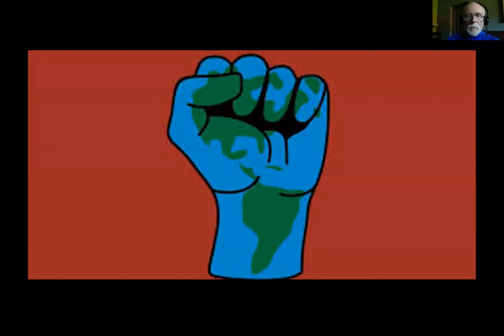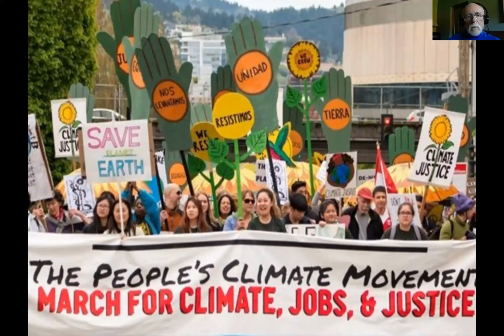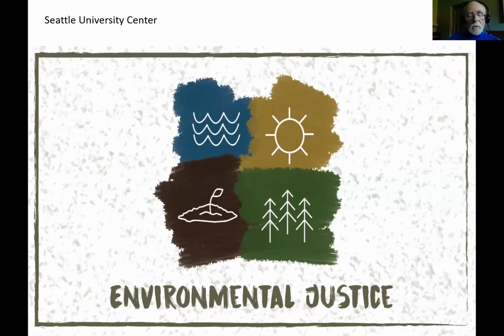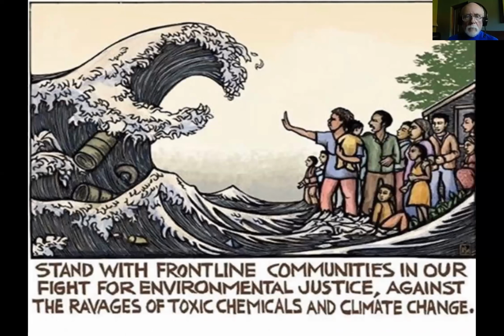The George Floyd social justice uprising includes people paying attention to how climate change, as does COVID, highlight the disparities around social justice. And so we're starting to see people marching for both climate and justice and the economy. The Seattle University Center has created a Center for Environmental Justice. This is one of the images of communities especially affected by the climate change. Stand with frontline communities in our fight for environmental justice. And so there's an increased consciousness of how these issues are linked.